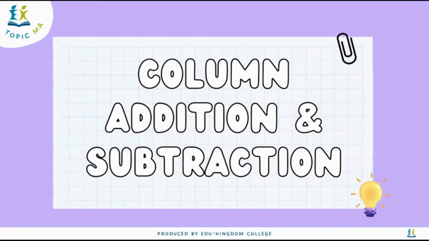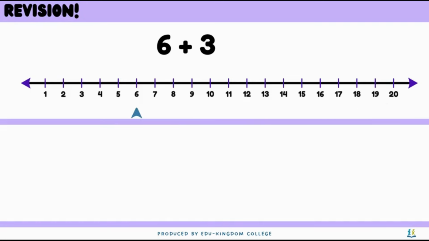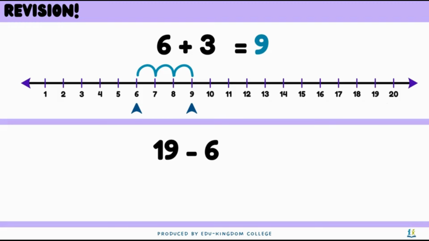In this video, we'll be looking at column addition and subtraction. Quick revision of what addition is. If I have 6 plus 3, that just means I'm going to start at 6 and move to the right by 3 steps on the number line. And I land at 9. So 6 plus 3 is going to give us 9.